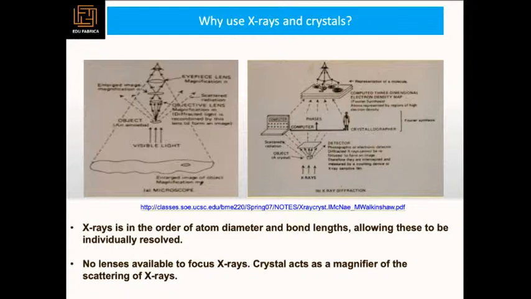X-rays are in the order of atom diameter and bond length, which allows these to be individually resolved. No lens is available to focus X-rays. Crystals act as a magnifier of the scattering of the X-rays in this case.